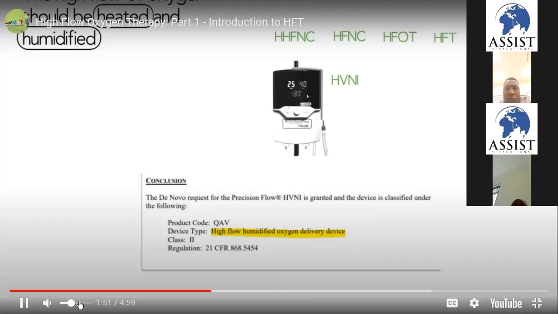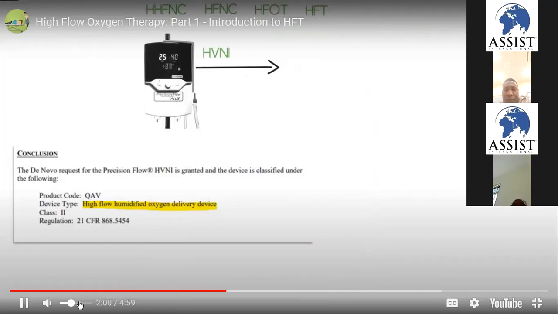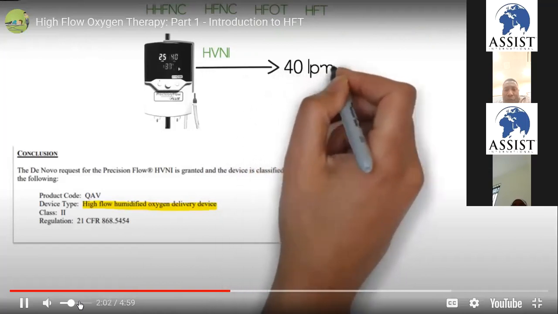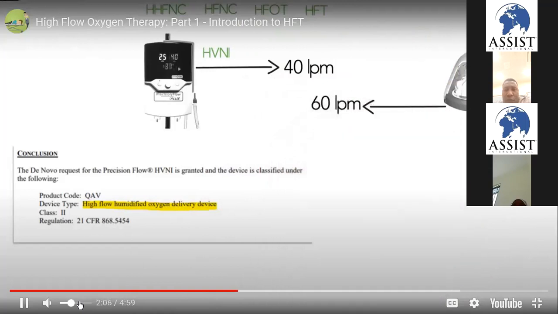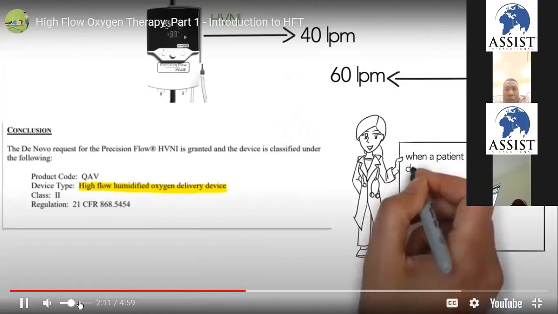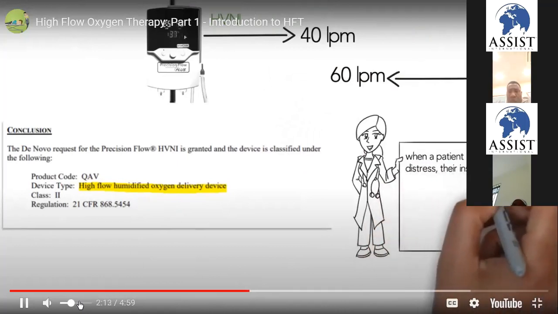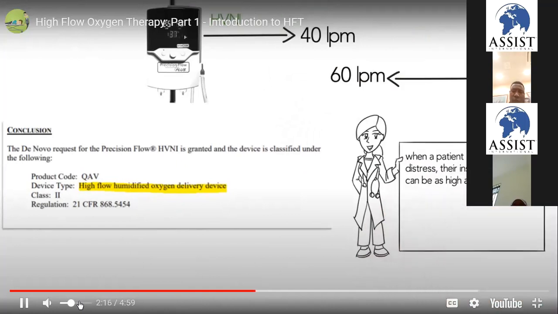Now, like other high-flow devices, they deliver a high flow of oxygen and it is heated and humidified to help meet patient comfort and tolerance. And some devices, like Vapotherm's Precision Flow, go up to 40 liters per minute. Others, like the FNP Airvo 2, go up to 60 liters of flow, while still others can go even higher. Because at the end of the day, we're just trying to meet the inspiratory flow of a patient, and when that patient is in respiratory distress, that inspiratory demand can be as high as 100 liters per minute.